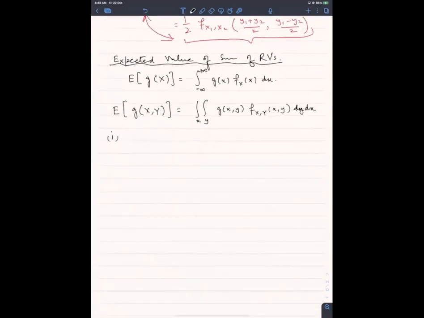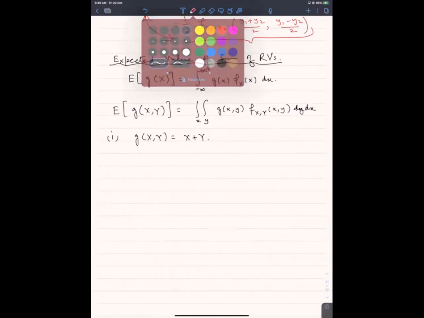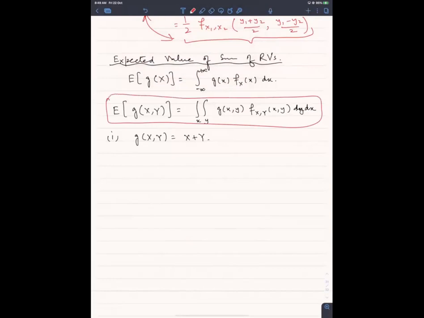Now case 1: consider that g(x,y) is equal to x plus y. Put it in this expression, and you will see very easily what you get. Expected value of x plus y would be equal to the integral over x and y of (x plus y) f(x,y) dy dx.